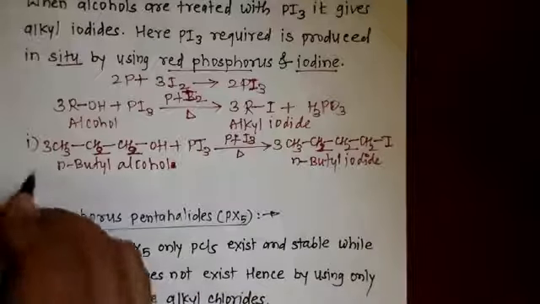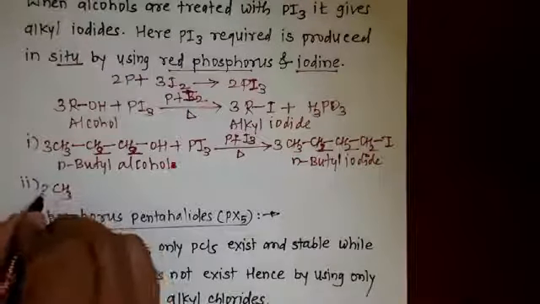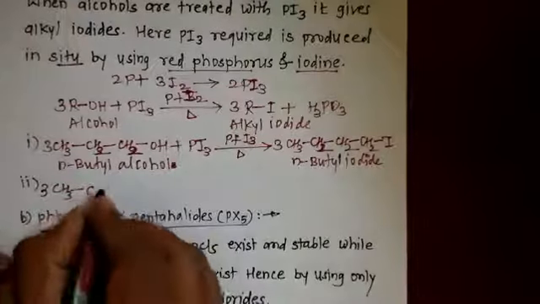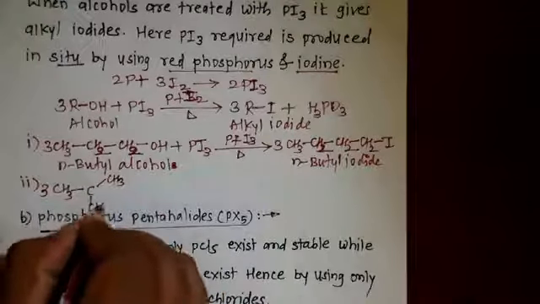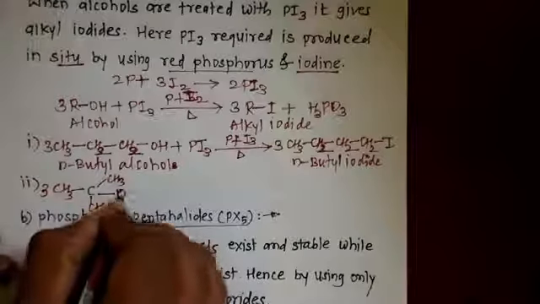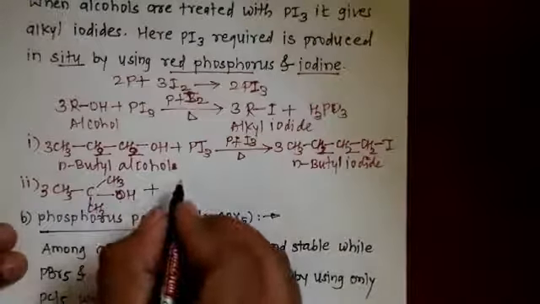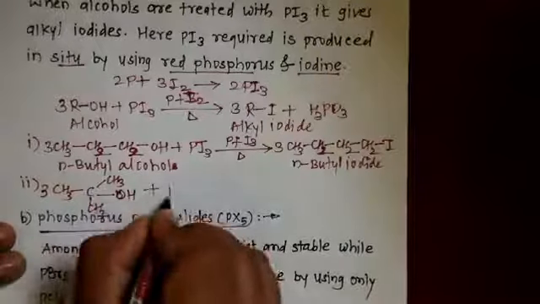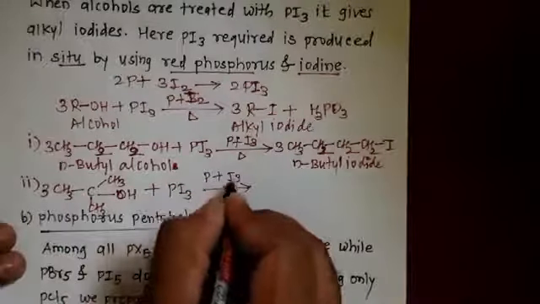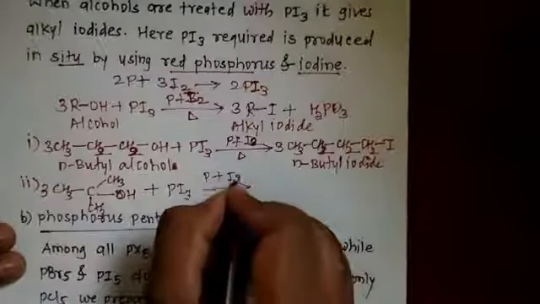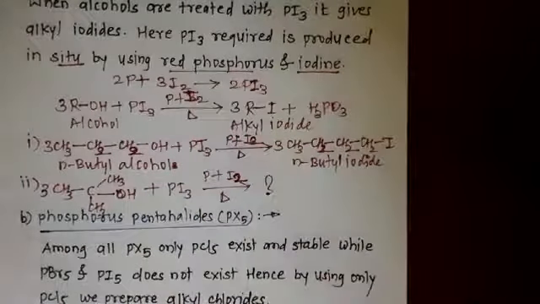Now, an example for homework. When 3 moles of this tertiary butyl alcohol react with PI3, which type of product is produced? You should write here and solve it.